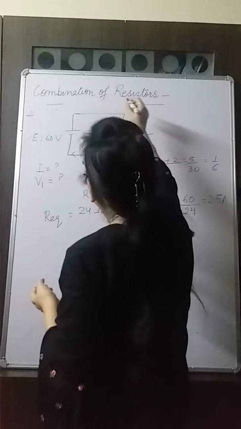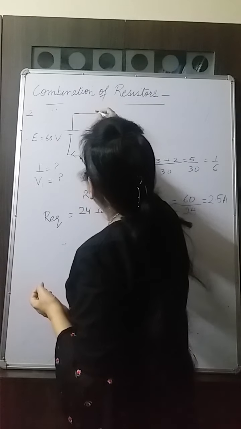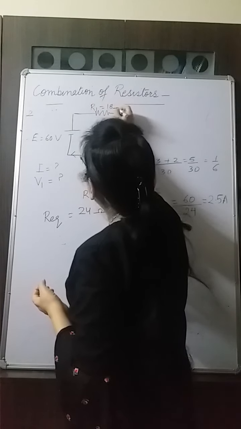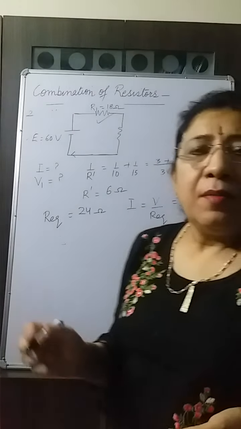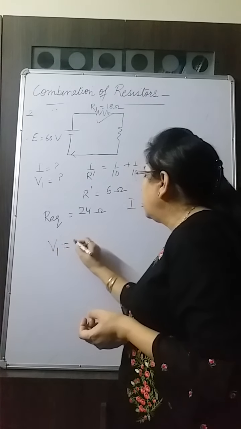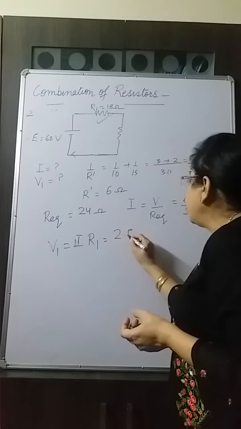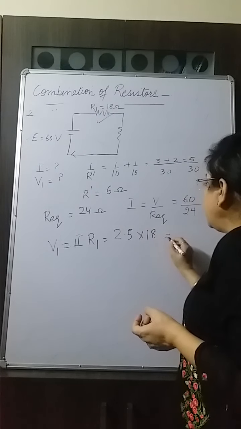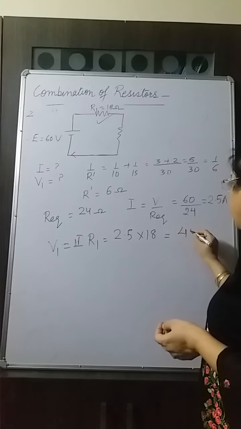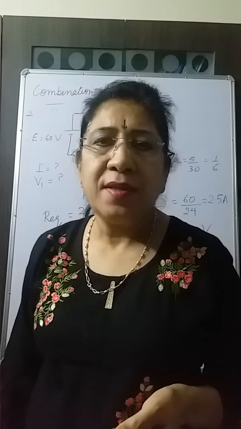This current flows through, if I redraw the circuit again, we had the 18 ohm resistance here. R1 was 18 ohm. The potential difference across the 18 ohm resistor will be I into R1. I is 2.5 and R is 18. We can calculate this. This comes out to be 45 volts. I hope this is clear.